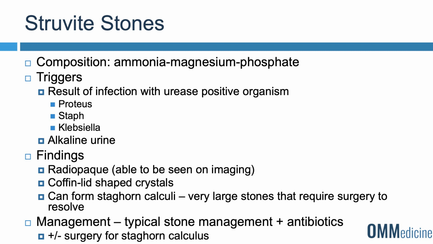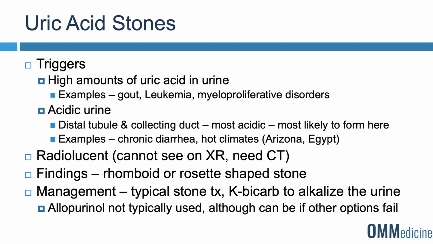And finally, the management of a struvite stone is the same as the management for the calcium stones, as we just spoke about. However, we will also want to add antibiotics for a struvite stone because remember, they are going to be caused by these urease positive organisms. So we want to kill whatever bug was the cause of the stone to begin with. And then if the stone has formed into a staghorn calculus, we will also need surgical intervention to remove the large staghorn calculi.